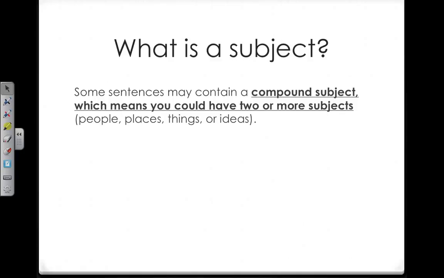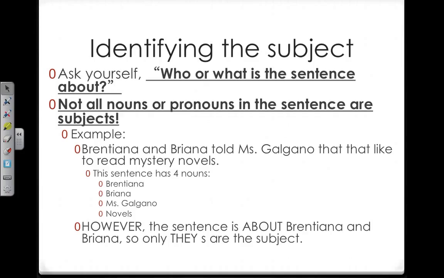Some sentences might contain a compound subject, which means that you could have two or more subjects, so two or more people, places, things, or ideas. When you're looking to identify the subject, you should ask yourself, who or what is this sentence about? Keeping in mind that not all nouns or pronouns in the sentence are subjects.